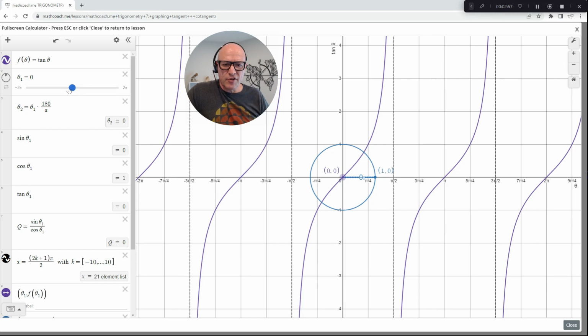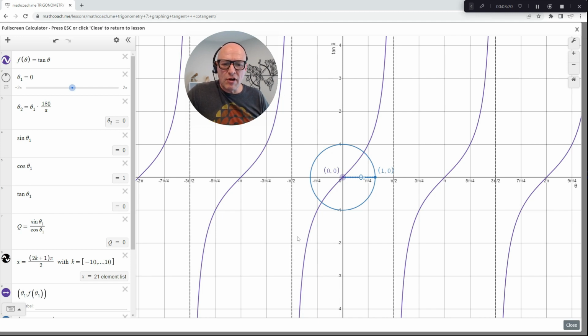So first, what I have here is an expression to turn on my asymptotes at all odd integer values of pi over 2: pi over 2, 3 pi over 2, negative pi over 2, negative 3 pi over 2, and so on.